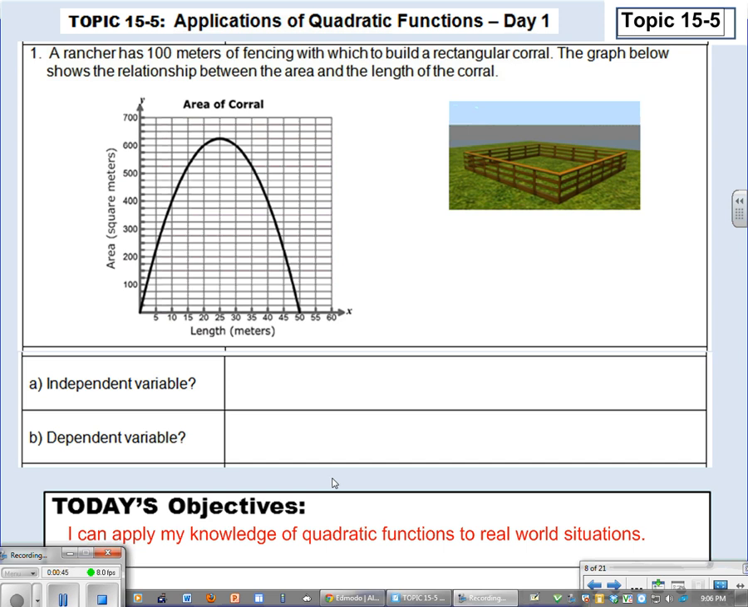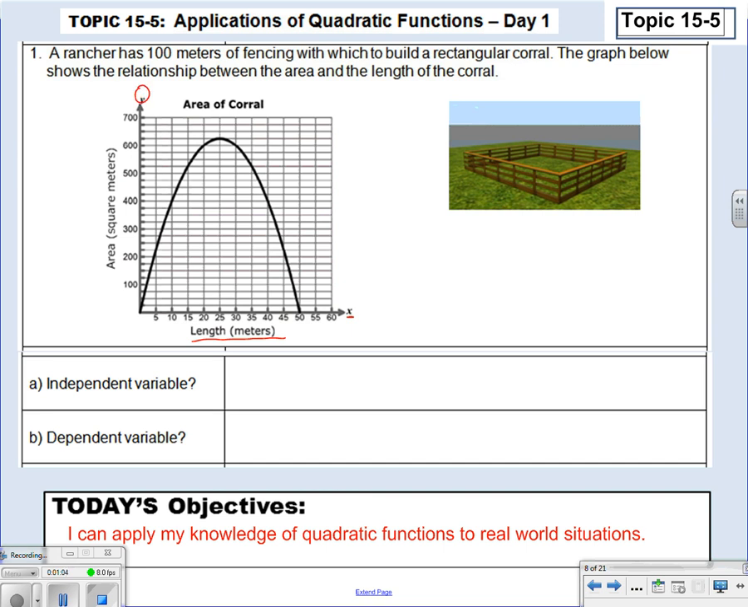So before we start working with the graph, let's notice some things about it. Looking at your x-axis, notice that it represents the length in meters. So it's the length of the fence in meters. Then look at your y-axis. Our y-axis is the vertical axis. It represents the area in square meters. And so the title of our graph is the area of the corral. Now we're going to be able to answer questions based upon the graph itself.